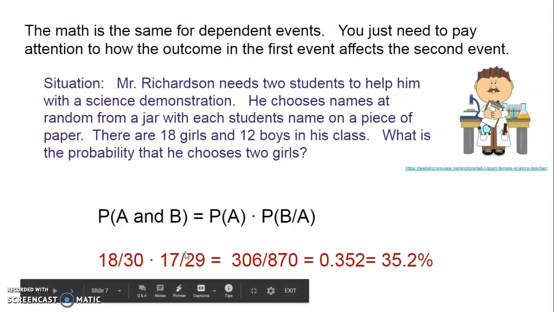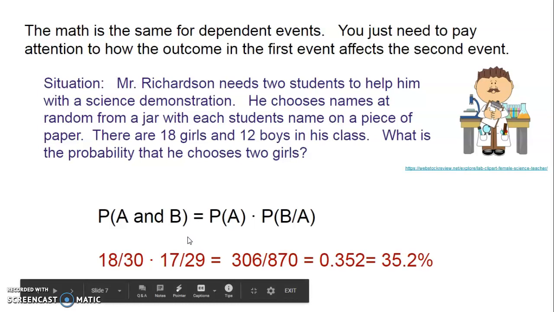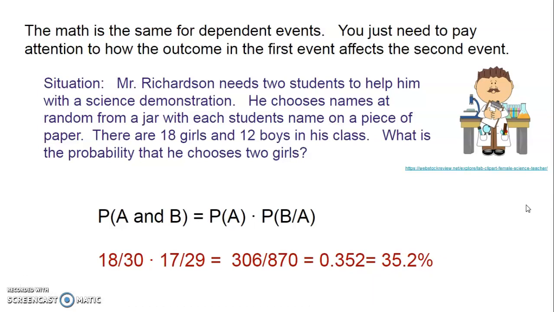So what we do, we still multiply them together. We're still figuring out, what is 17/29 of 18/30? Basically, I'm just going to multiply the two together. I got 306 divided by 870, and I decided not to bother to reduce that. I just used my calculator, and I did 306 divided by 870. That gave me 0.352, rounded. So a probability of about 35.2% that he'll choose two girls' names.